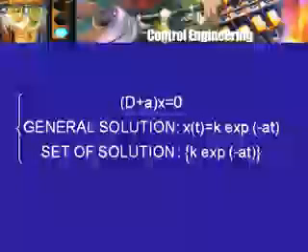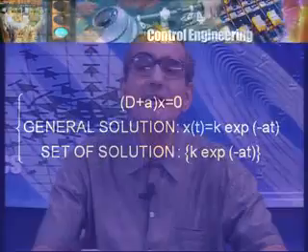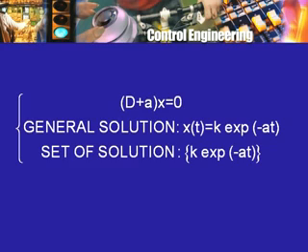Here k can be any number whatsoever, so for each value of k we get one solution, and therefore we get infinitely many solutions, or the set of solutions, which can be written as follows. The two braces, the curly brackets, are supposed to stand for the set of all k e raised to minus at for all possible values of k, that is k any real number: 1, 2, minus 50, 10,000, what have you, multiplied by exponential minus at. Each one of them is a solution of the differential equation.